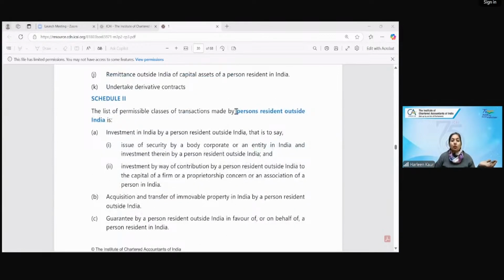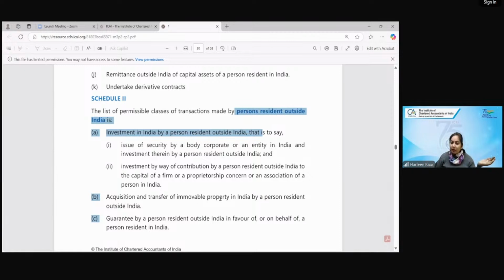Now, Schedule 2 talks about the permissible transactions by a person resident outside India. So a person who is a resident outside India, what all transactions are permitted to him? Number one, he can make any investment in India by issuing of security by a body corporate, or investment by a person resident outside India, or by contributions in the capital of a firm. So Mr. John comes from abroad, he wants to make any investment in India, it is a permissible class of transaction by a person resident outside India.